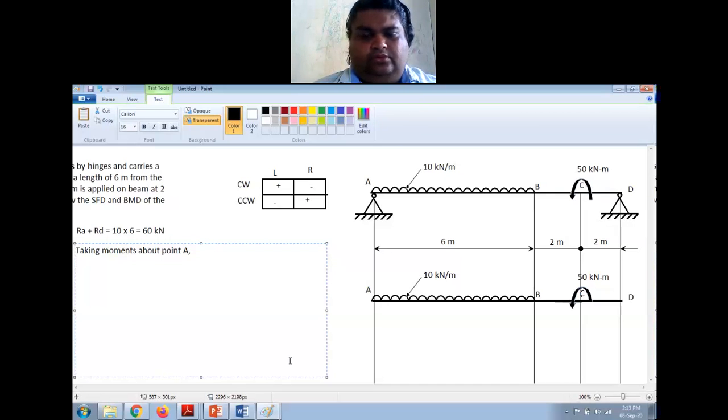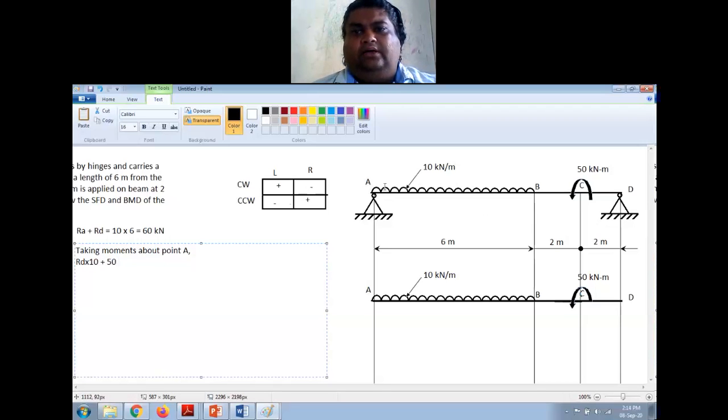So RD into the distance, which is 10 meters, and D is at the right side of A, so right side counterclockwise, so it is positive. So RD into 10, that is positive. Then I have at point C 50 kilonewton, which is counterclockwise, right side counterclockwise, that is also positive. So plus 50.